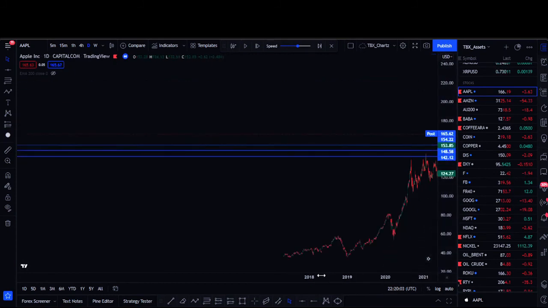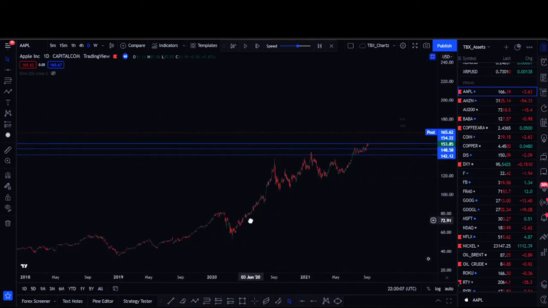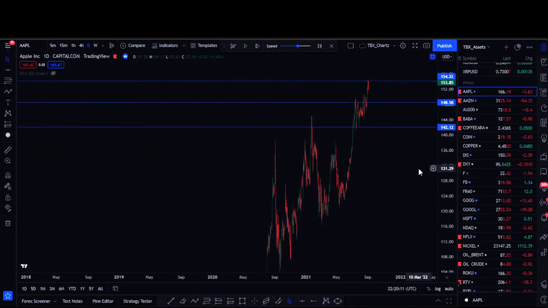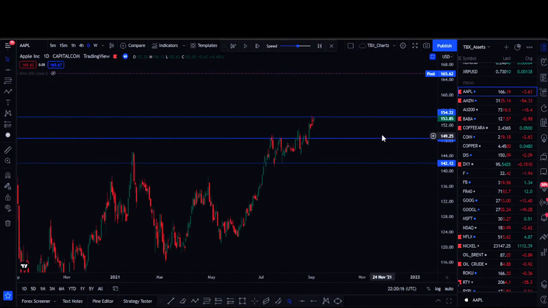Oh my god. Since this is the all-time high, there's no previous markets. What are we going to do? We're just going to wait for price to come back. If there was another high, they would have placed our support.